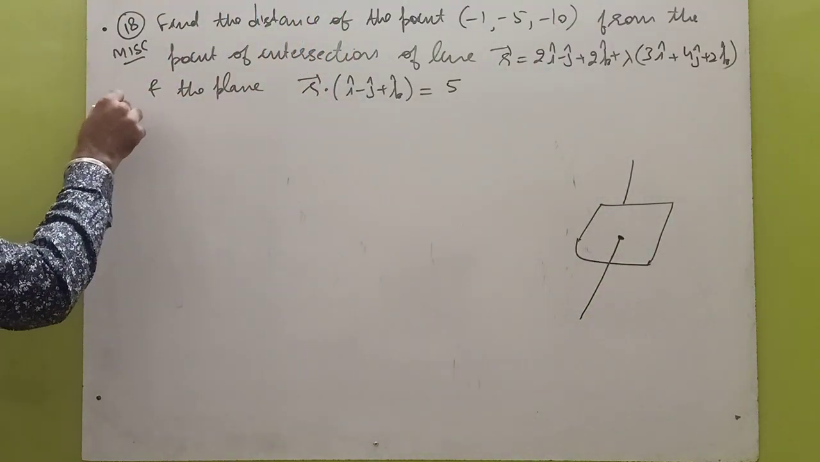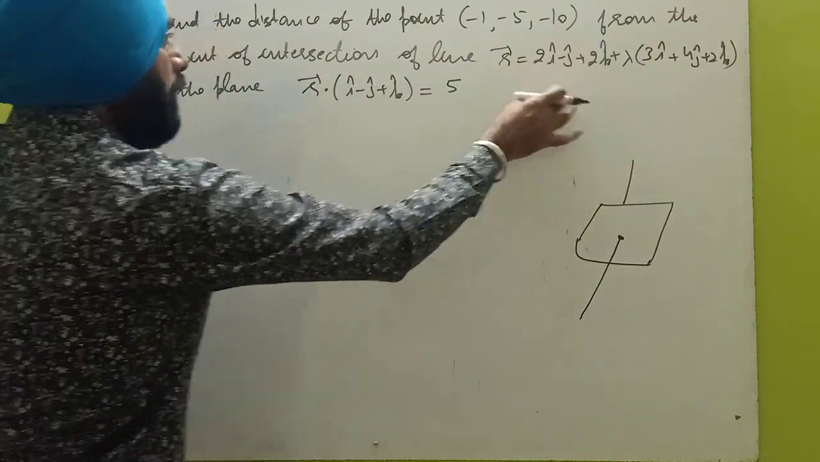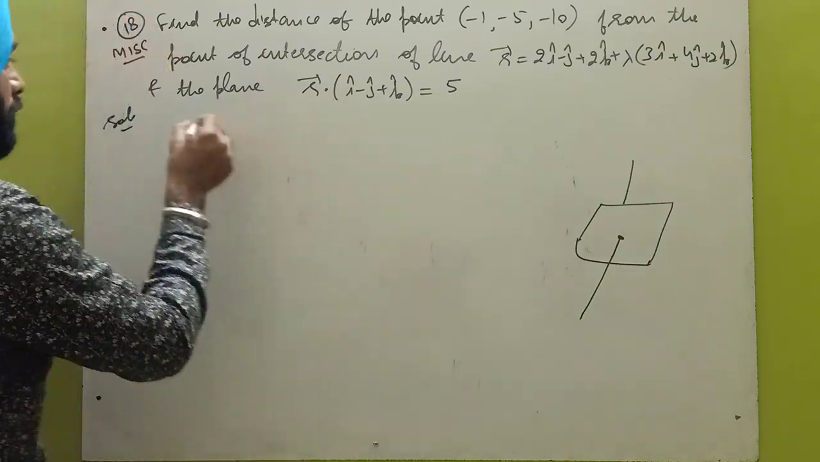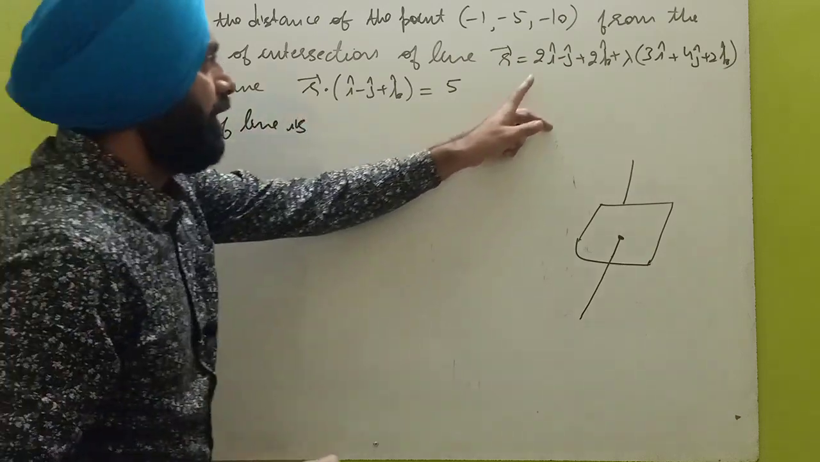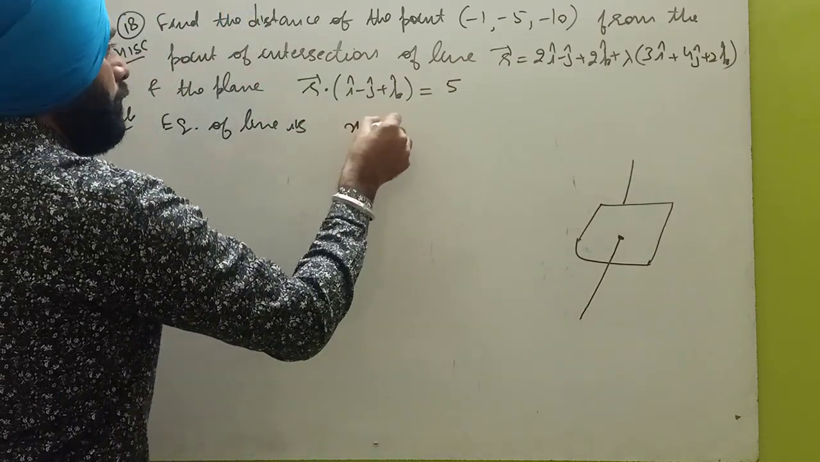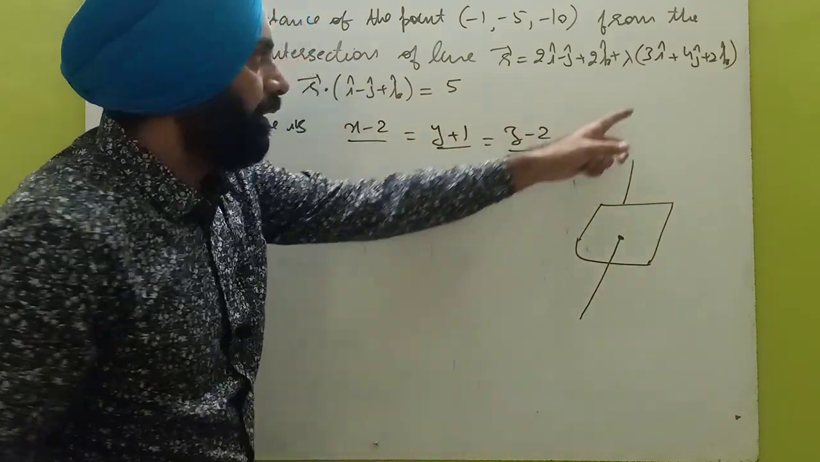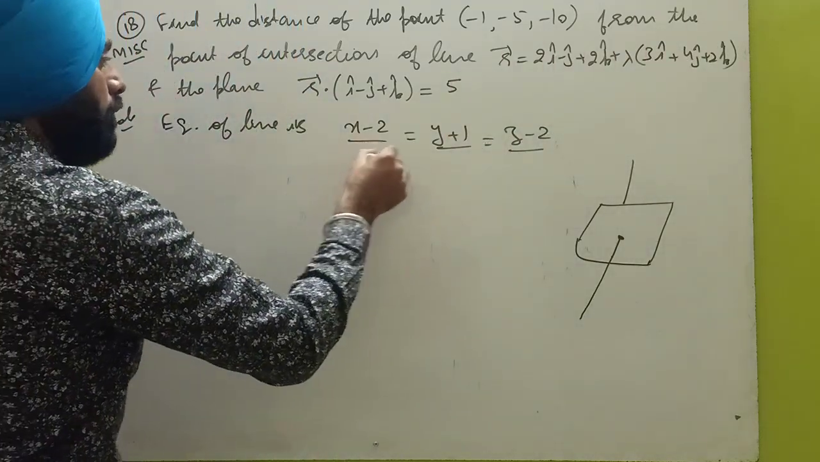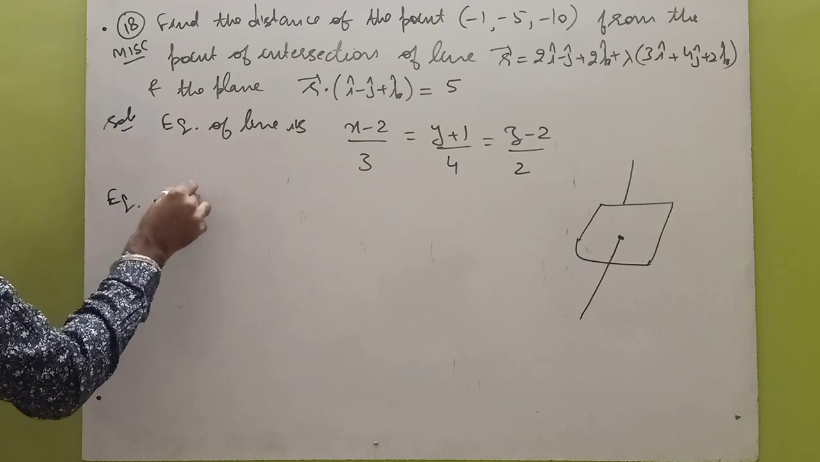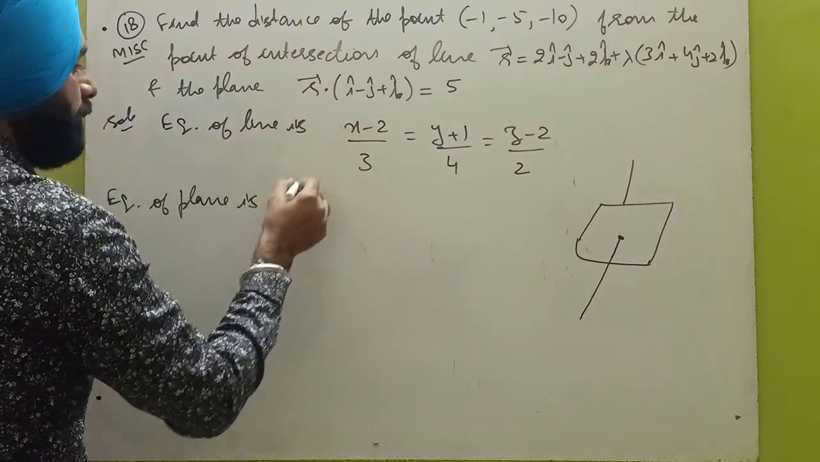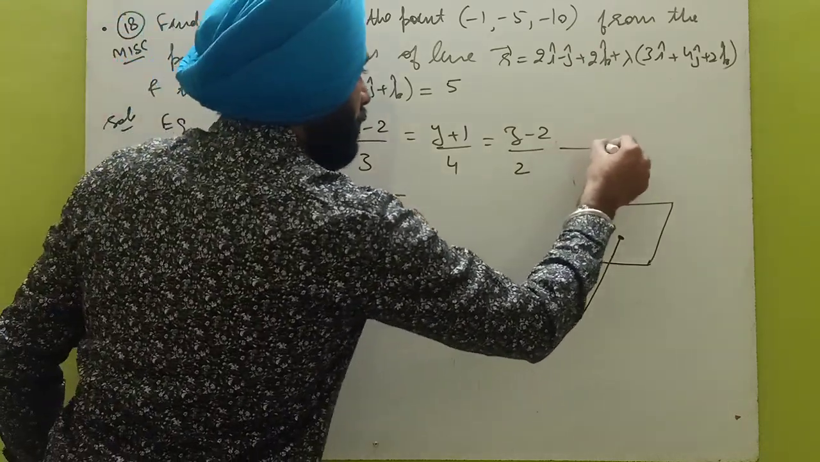So how to find the point of intersection of the line and the plane? This is a very important thing. First of all, convert the line and plane into the Cartesian form. So the equation of the line in the Cartesian form, there is point (2, minus 1, 2) on the line: x minus 2, y plus 1 and z minus 2 divided by direction numbers 3, 4 and 2. And the equation of the plane in the Cartesian form is x minus y plus z equal to 5. Let us take this as number 2 equation, and this is number 1 equation.